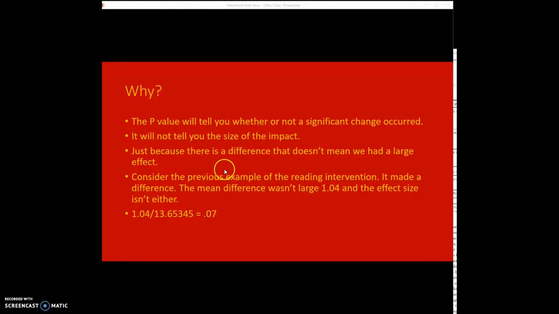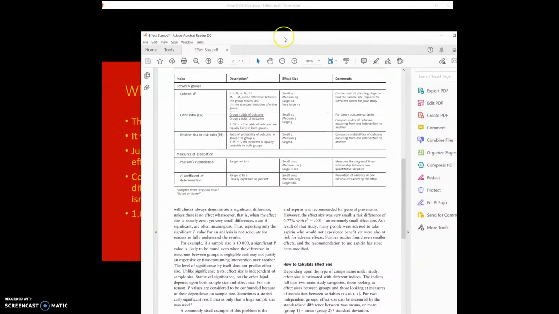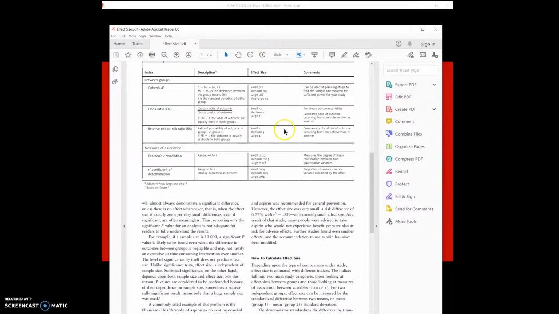So consider the previous example of the reading intervention. It made a difference. The difference wasn't large. It was only 1 point. And it turns out the effect size isn't either. So this 1.04, if you look back at the null hypothesis document, that is the difference between the pre-test and the post-test scores. I'm posting this on D2L as well.